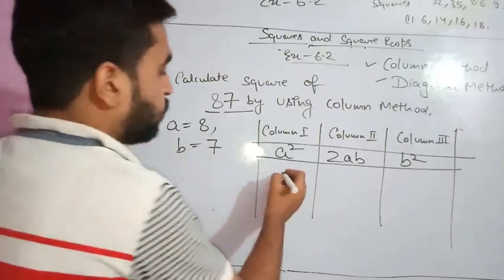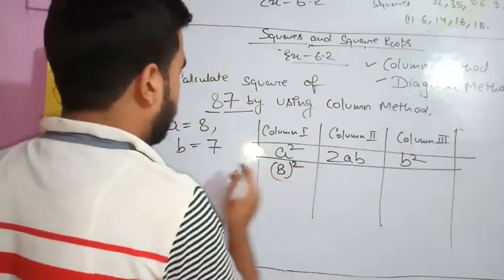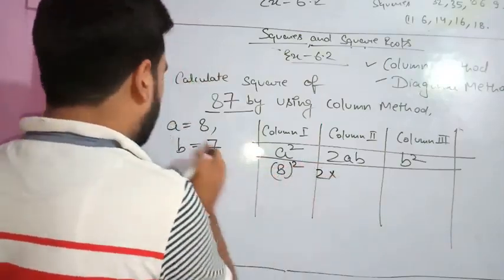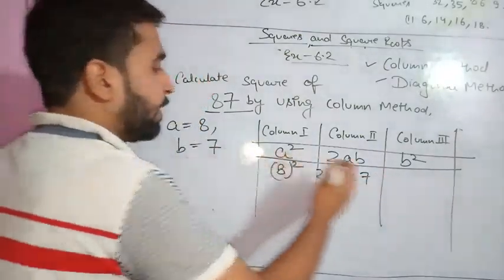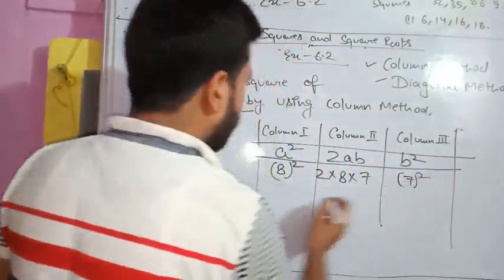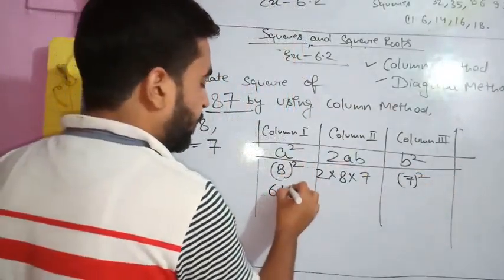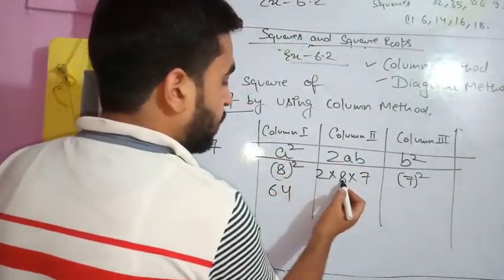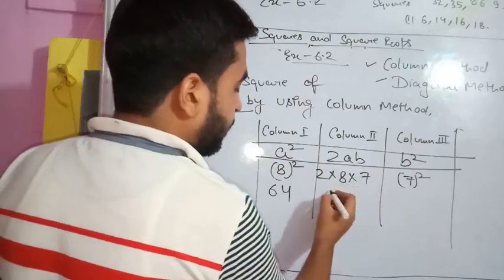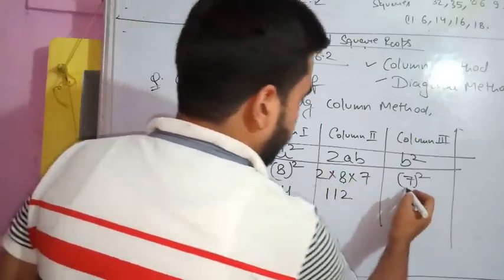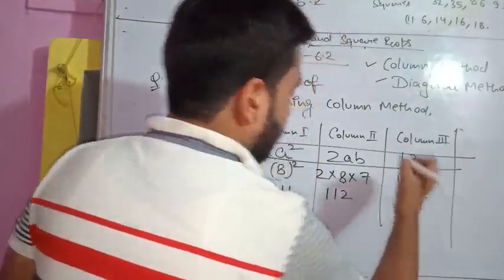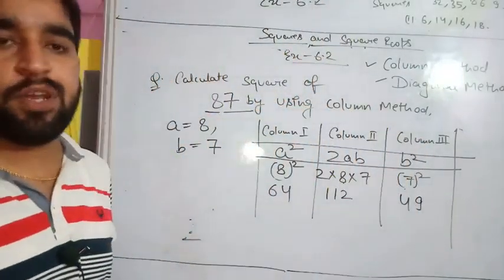Now students, A square. A square means 8 square. 2AB. So 2 into 8 into B, 7. What is B square? That is 7 square. Now what is the square of 8? 64. 2 8s are 16. 16 7s are 112. 8 7s are 56. 2 56s are 112. 7 7s are 49. What was the next step, if you remember?